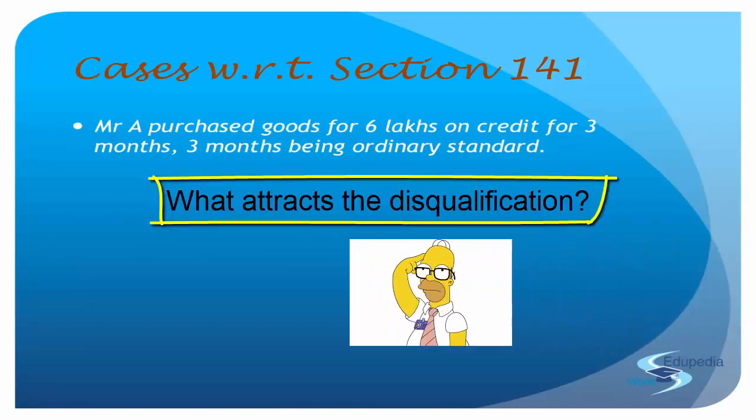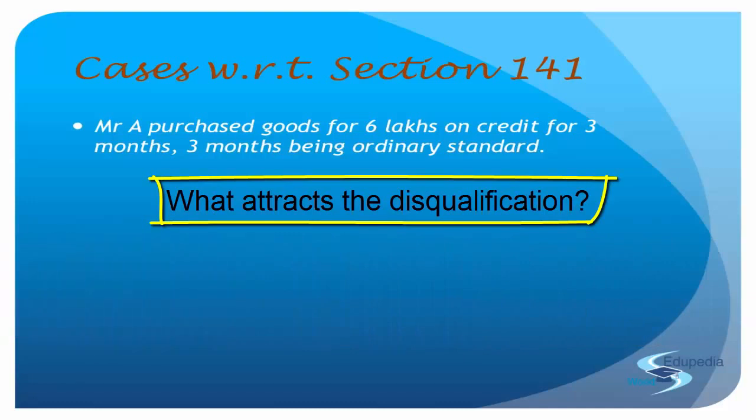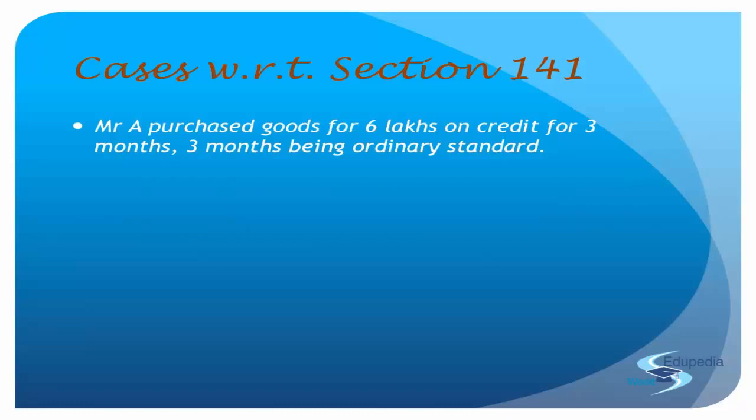But what attracts the disqualification in this question is the portion of indebtedness which is beyond 5 lakh, because even this transaction would be considered to be indebtedness because the auditor is yet liable to pay rupees 6 lakhs. So you understand what has happened and what has not happened? So this is the situation that went behind.